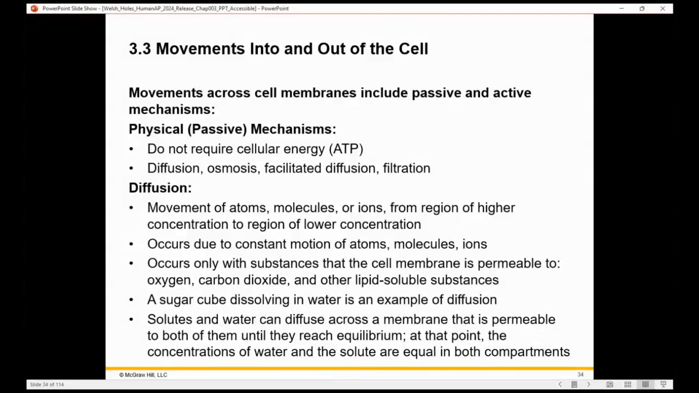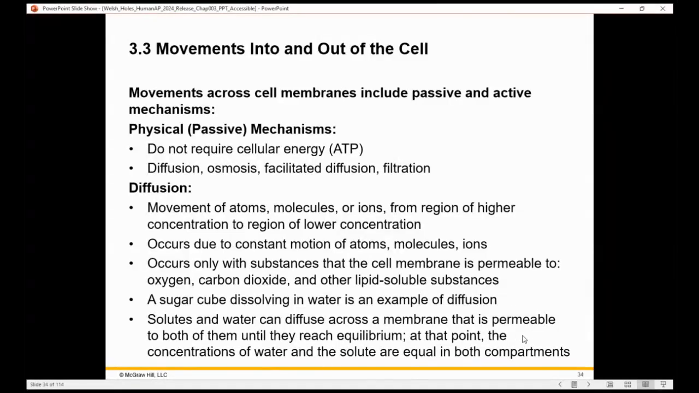Diffusion is the movement of atoms, molecules, or ions from a region of higher concentration to the region of lower concentration. So we're really talking about the movement of almost anything. It occurs due to constant motion of atoms in the molecules and ions. And it occurs only with substances that the cell membrane is permeable to, like oxygen and carbon dioxide and other lipid-soluble substances. A sugar cube dissolving in water is an example of diffusion.